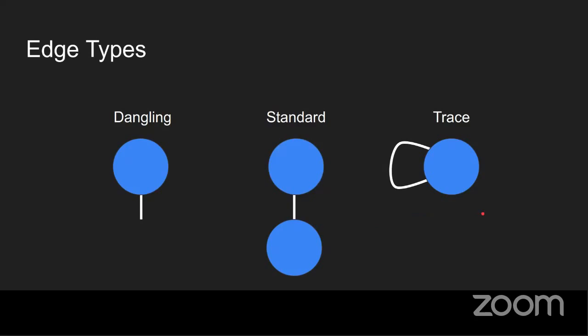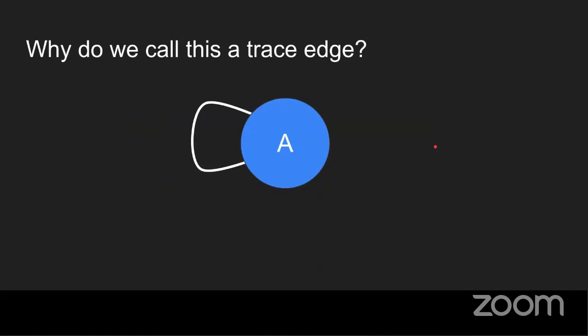Trace edges are edges that connect a node back to itself. You might be asking, why does this one have a special name? Why is this called a trace edge? Well, the reason is that if I were to contract this leg, I would be going from a matrix to a scalar. The actual operation we run when we contract this leg is taking the trace of A, so basically summing down the diagonal. That's why we call it a trace edge.